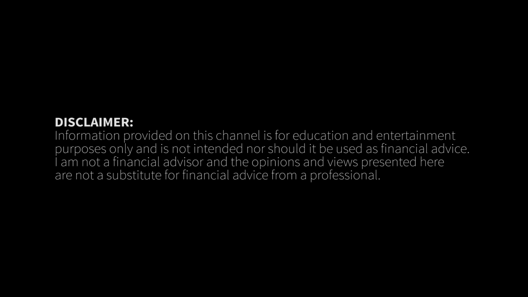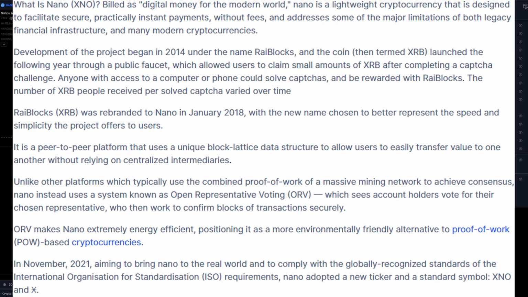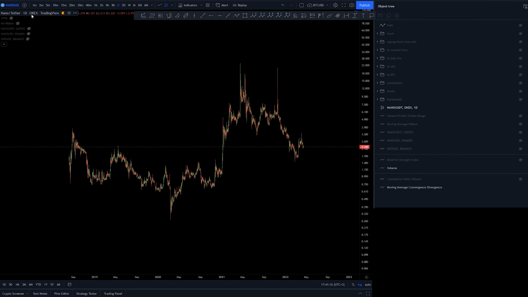Hey, it's H here, and today we're taking a look at technical analysis for NANO with ticker NANO or XNO, which it was changed to around the end of 2021 at some exchanges, and on some exchanges it still remains as NANO. So for example, Binance has it as XNO and others I found have it as NANO. But in this video we're taking a look at some technical analysis.